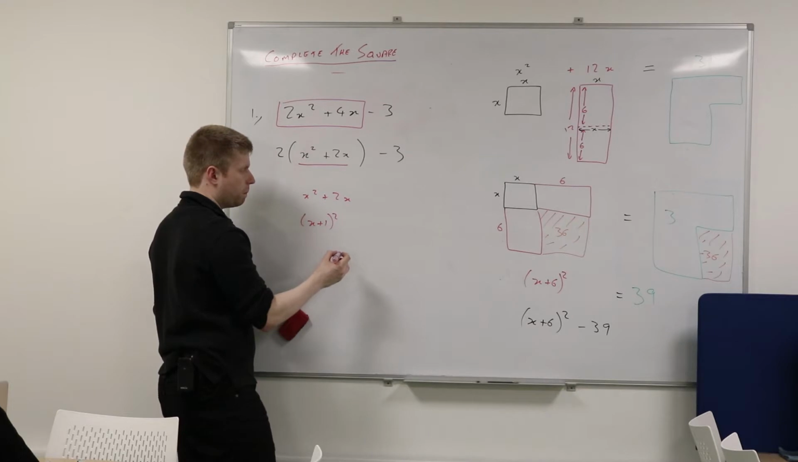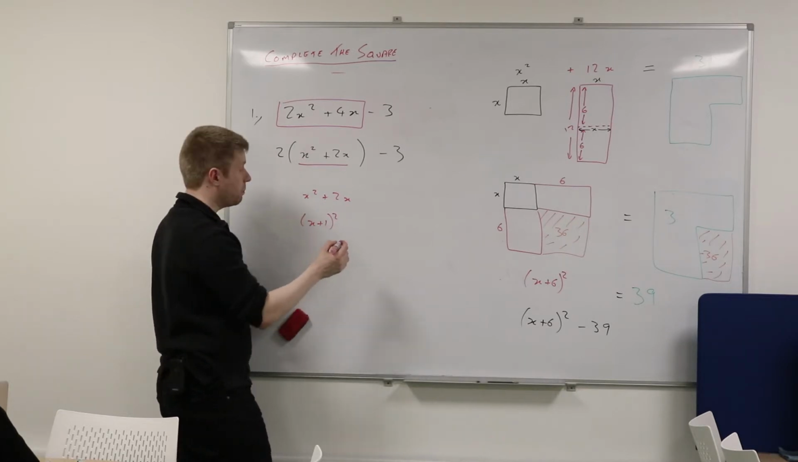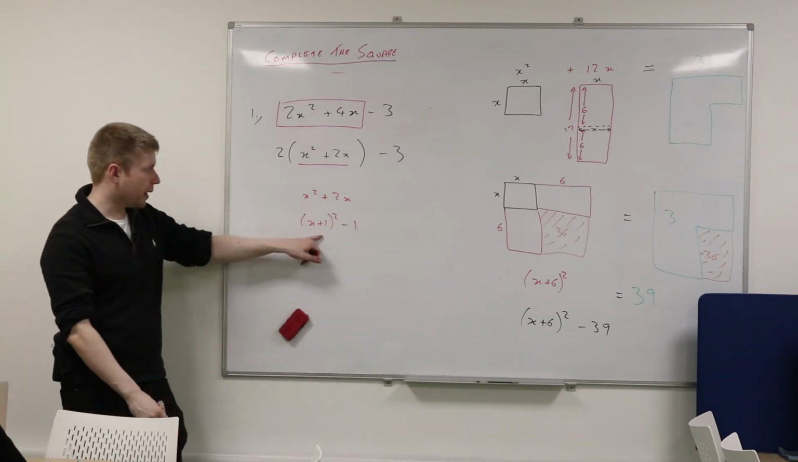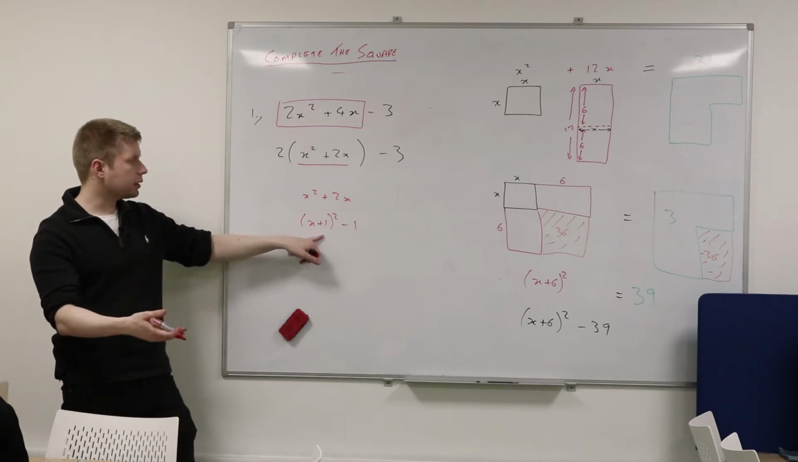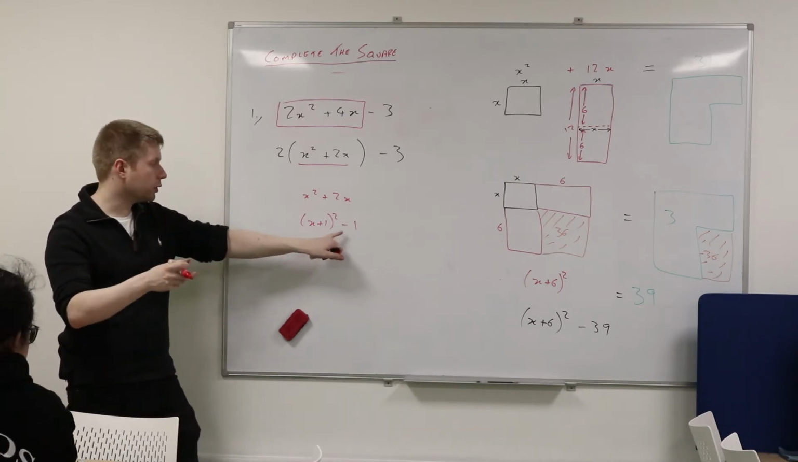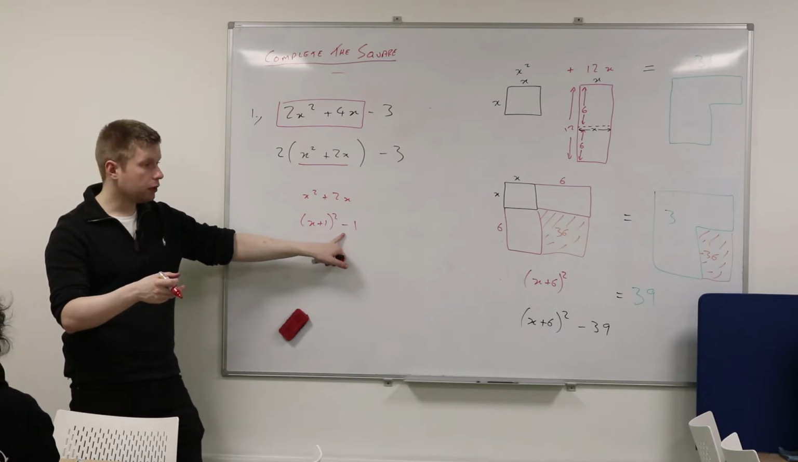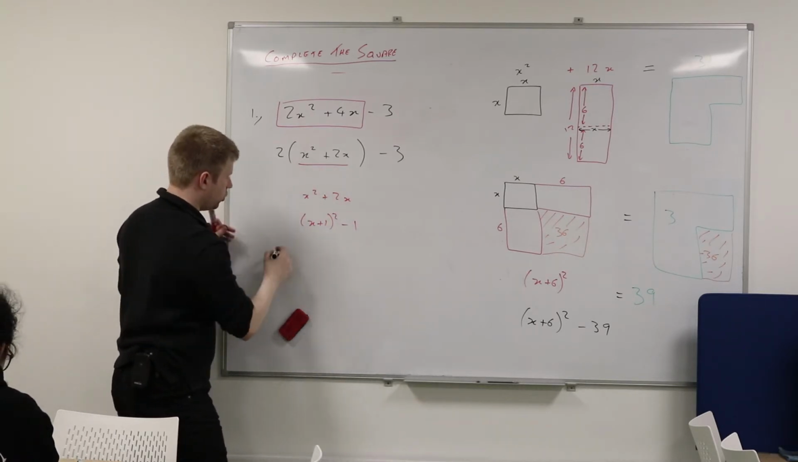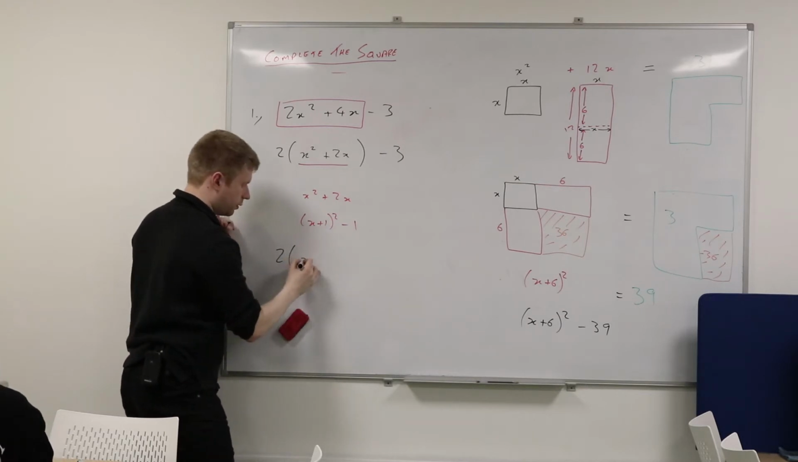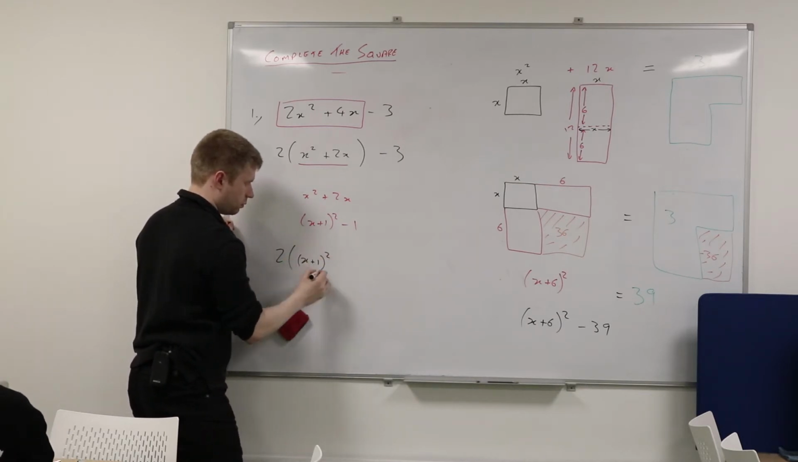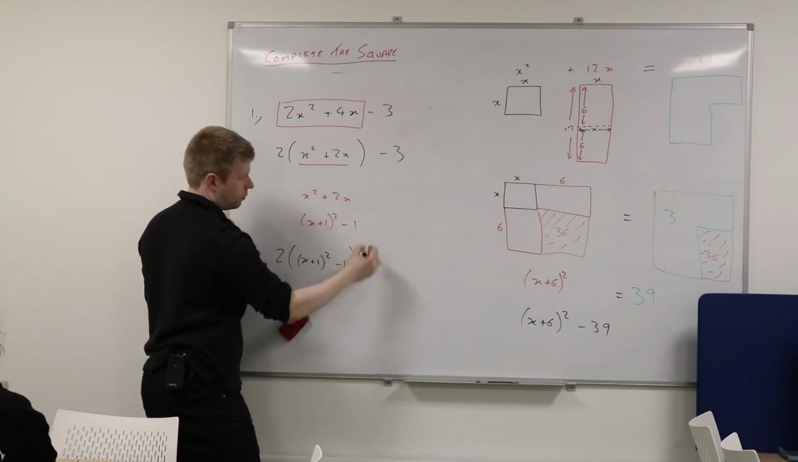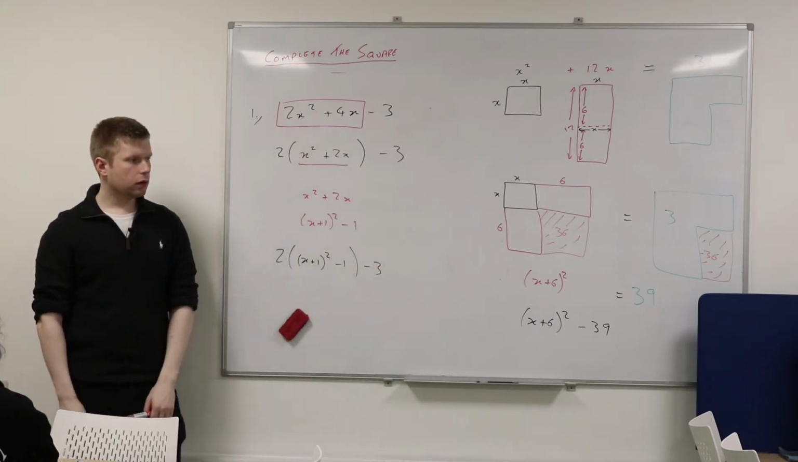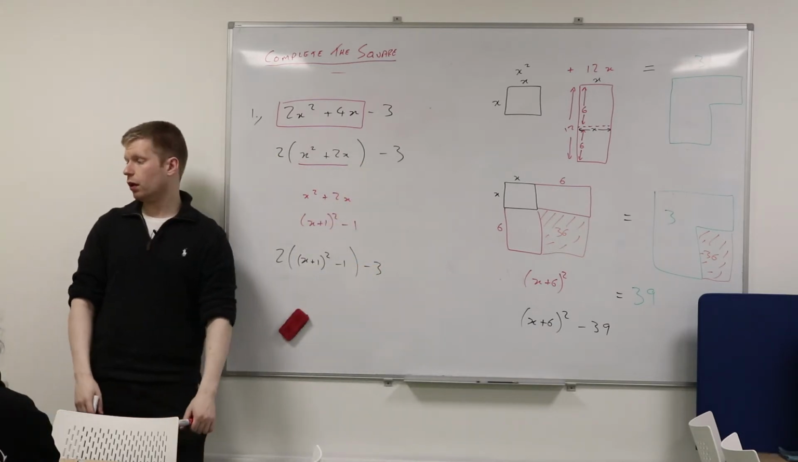Plus 1. Wait, I forgot. It's minus 1, right? Minus 1, yeah. Yeah, because if I expand that out, I get x squared plus 2x plus 1. I don't want the plus 1, so I've got to take it away. Is that okay? Yeah. So that's what goes inside the brackets. Yeah? So I get 2 lots of this thing. Right? And that could theoretically be your final answer.